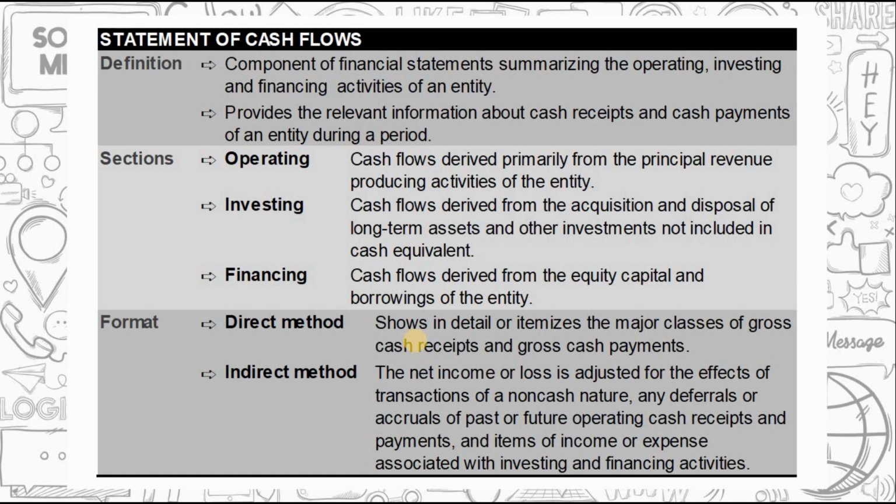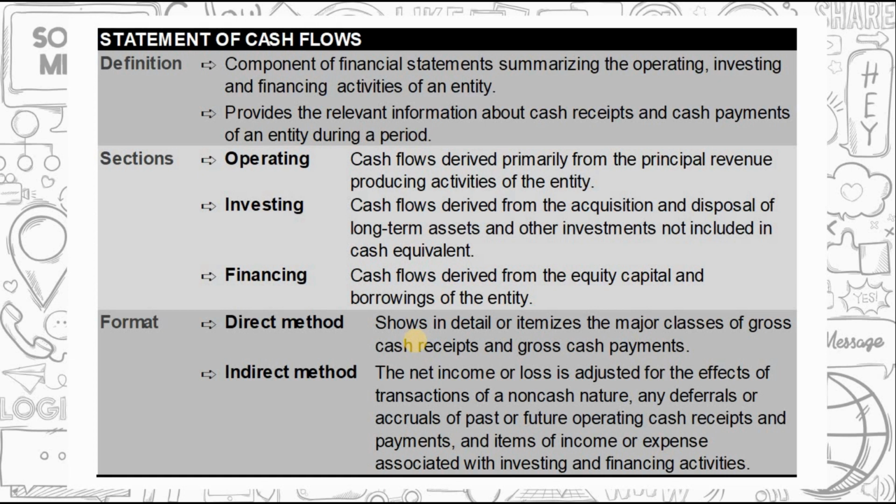Similar to an income statement and statement of financial position, we can prepare the statement of cash flows in two formats. This includes the direct method and indirect method. Under the direct method, we show in detail the itemized major classes of gross cash receipts and gross cash payments. So under the direct method, we will see the actual cash inflows and cash outflows from each cash transaction.